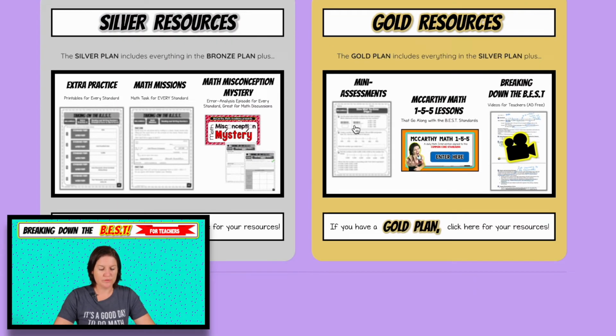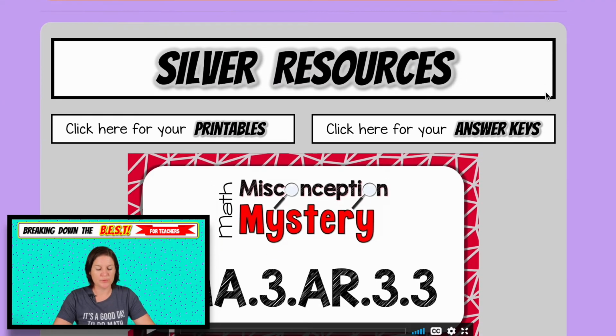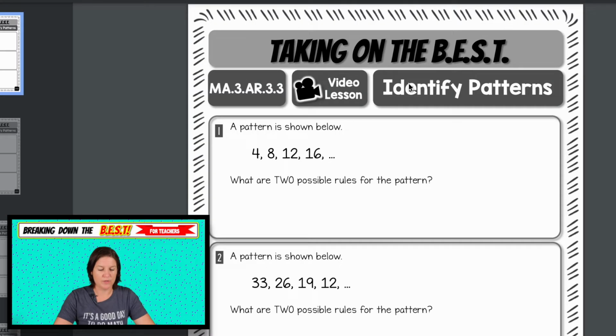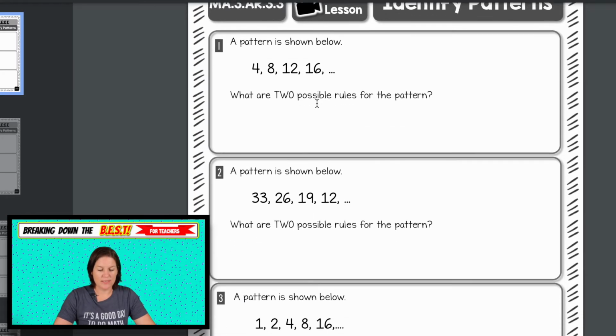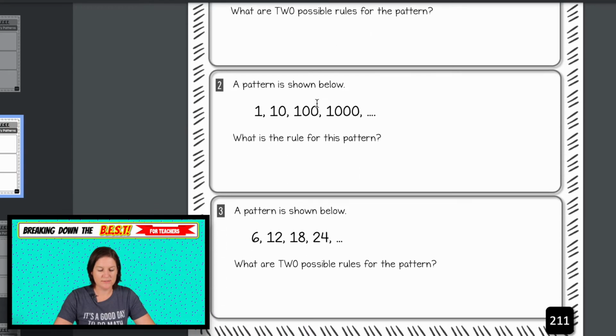For your silver resources, if you have the silver or the gold plan, you have access to the silver resources. You have your math misconception mystery video right here, your printables, and your answer keys. So let's click on printables to see what you have access to. Again, you know it's a video because of that video icon. Then we have extra practice.